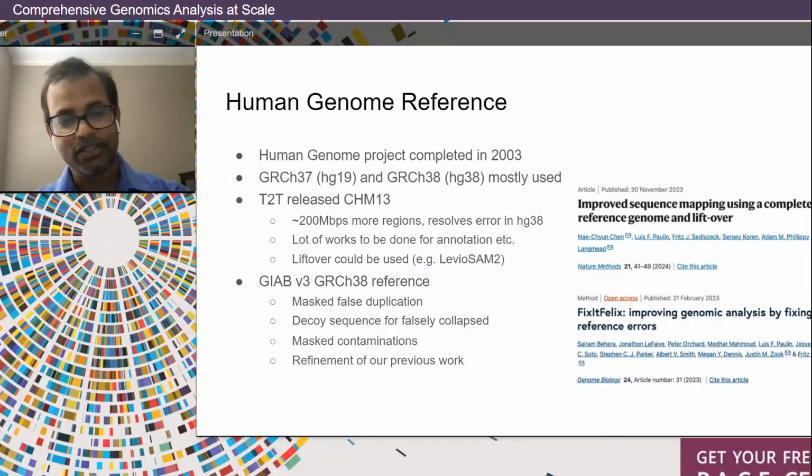And there is another piece of good news: the Genome in a Bottle team has released a modified version of the GRCh38 reference. That was based on the refinement of our previous work that was published in Genome Biology, the Fix-It Felix paper. It resolves the errors of the GRCh38 reference by masking the falsely duplicated regions and also adding decoy sequences for the falsely collapsed regions. Also, it marks the contaminations as well.